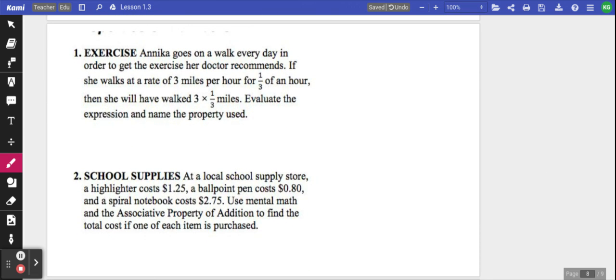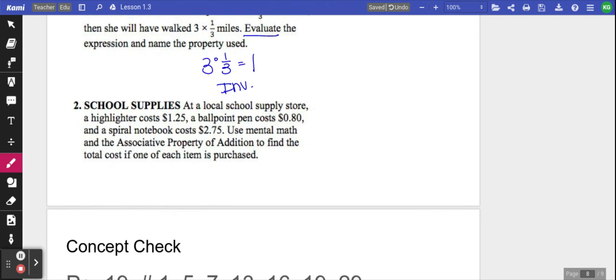Annika goes on a walk every day in order to get the exercise her doctor recommends. If she walks at a rate of 3 miles per hour for 1/3 of an hour, she will have walked 3 times a third miles. Evaluate the expression. So 3 times a third is 1. And tell me what property that is. Inverse.